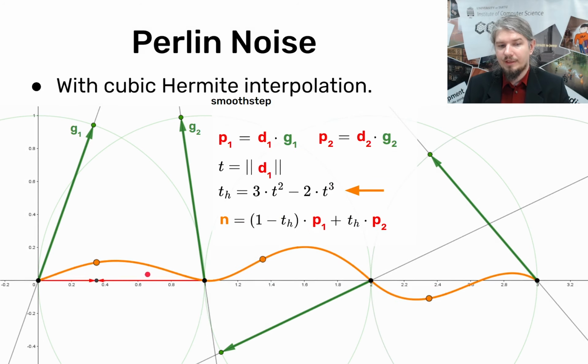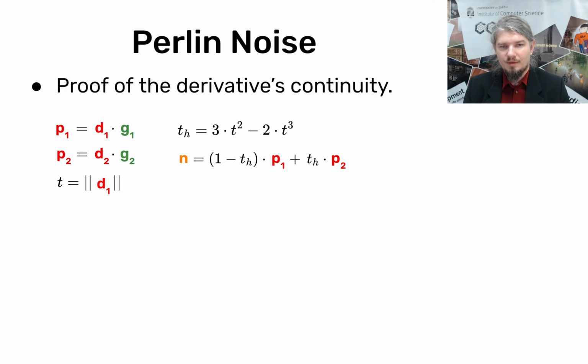Now there is a way to create a smooth surface here, and the way is to change this t through a polynomial. Let's call it th, and th is going to equal 3 times t squared minus 2 times t cubed. This is also called the Hermite interpolation, and in GLSL shader code there's a function smoothStep that implements this polynomial. Now we're going to use this th as our t when interpolating between these p1 and p2 values. So let's see what happens with our new th.